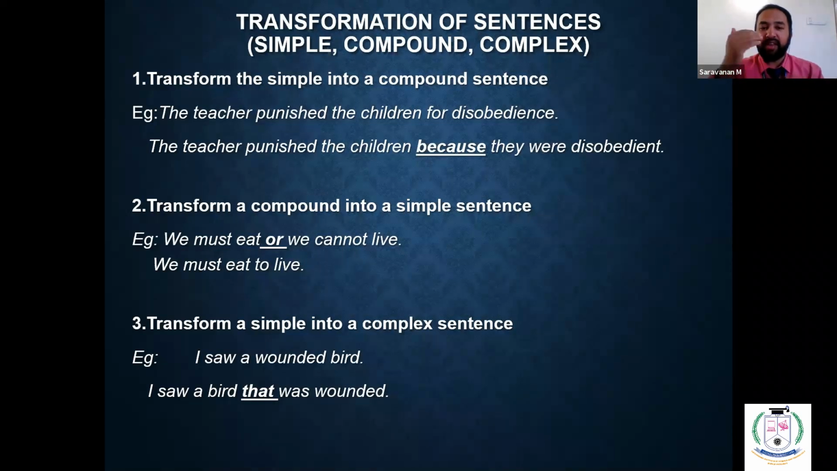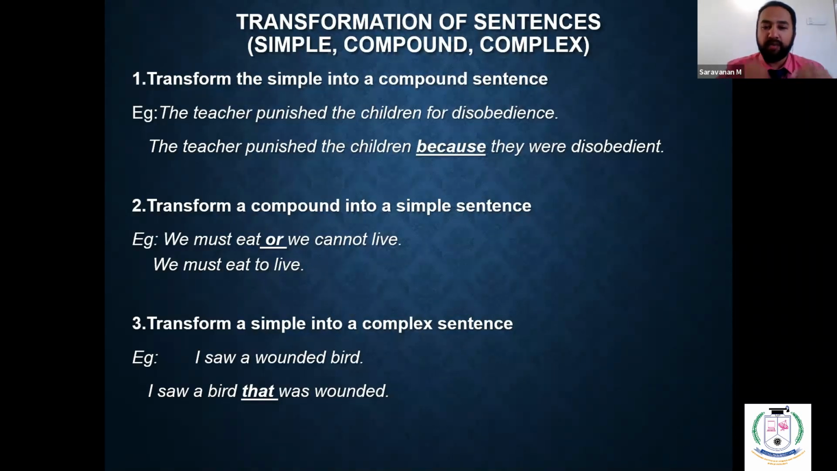But when we change it into a complex sentence, one becomes the main clause and the other becomes the subordinate clause, and these two are combined using a subordinating conjunction, my dear friends. Here, I saw a bird that was wounded. I saw a bird is the main clause, or independent clause. It gives full meaning. It has a subject, a verb, and an object. That's a complete sentence.